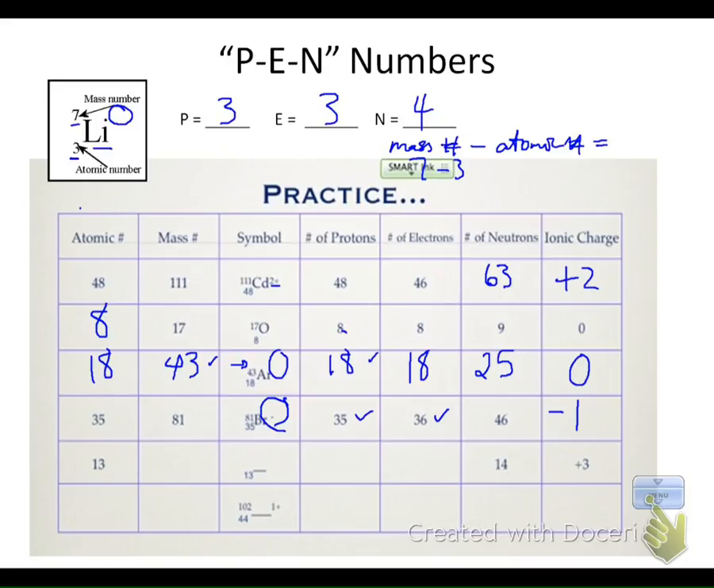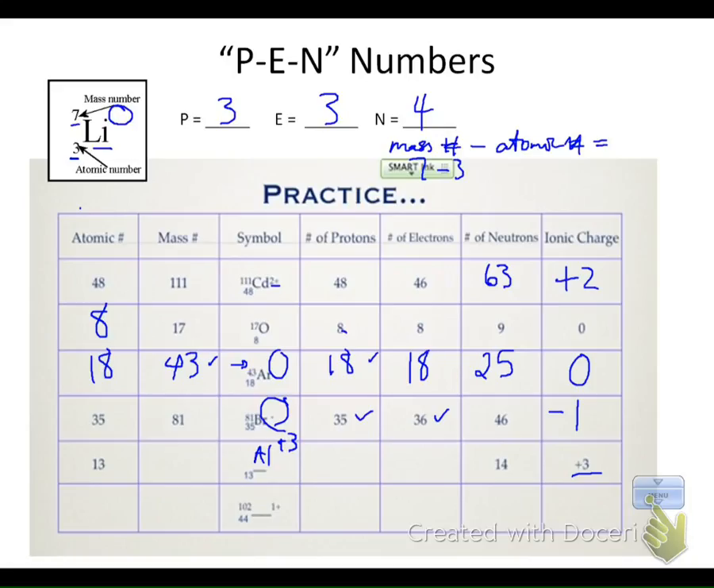Alright, the last two rows are just a hair more difficult. We're told that we have atomic number 13, but this time we aren't given a symbol. That's okay. We go to the periodic table, look for element number 13. It's aluminum. On the other end of the row, we're given an ion charge, so we can go ahead and put that as a symbol.